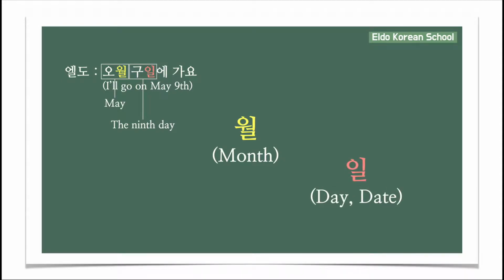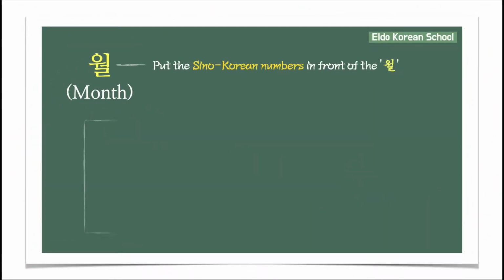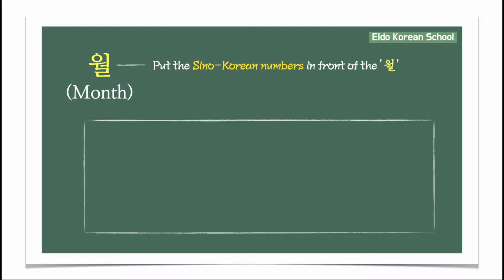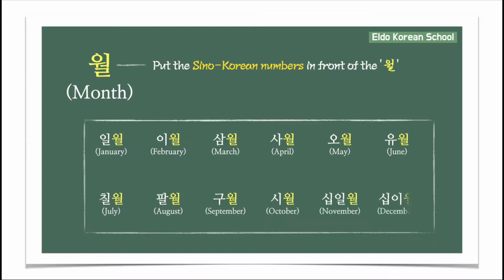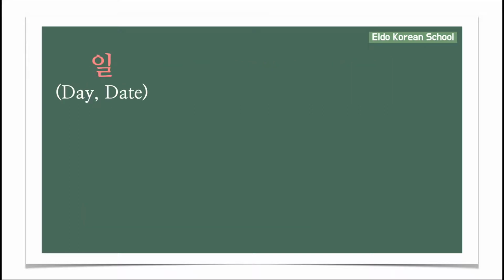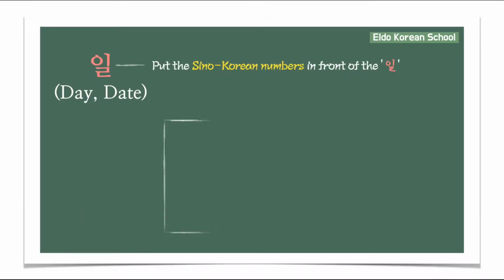Now, I'm going to introduce how to read each month and the date in Korean, and we will practice it afterward. We just need to put the Sino-Korean numbers in front of the word. For example, 1월, 2월, 3월, 4월, 5월, 6월, 7월, 8월, 9월, 10월, 11월, 12월. However, 6월 is not 육월, and 10월 is not 십월. Of course, I can understand that you would say it that way. It's just awkward.